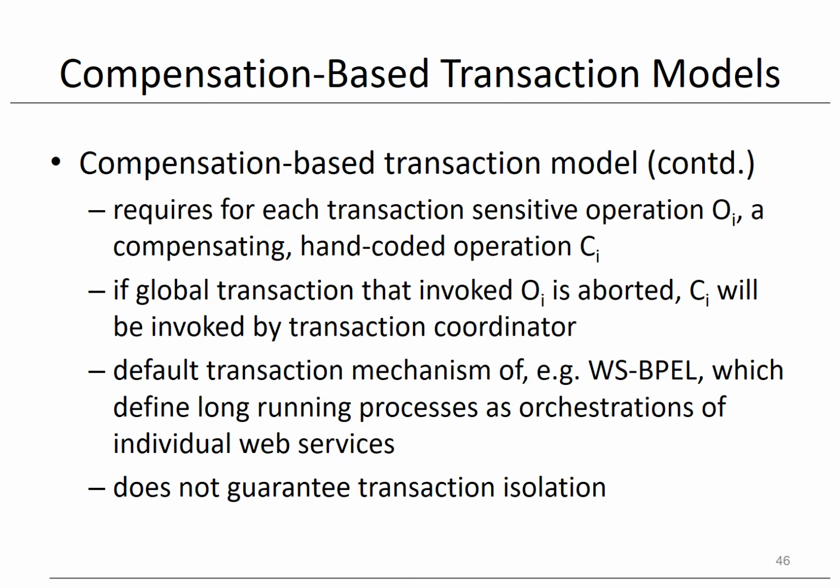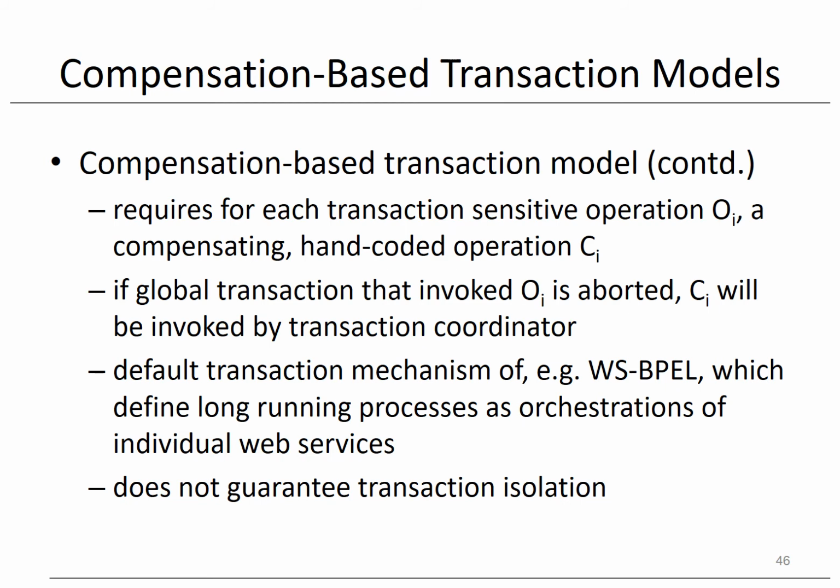A compensation-based transaction model will require that for each transaction-sensitive operation OI offered by a service, a compensating operation CI is specified. If a global transaction that invoked OI is aborted, CI will be invoked by the transaction coordinator. The implementation of CI should be hand-coded by the developer. It is no automated feature offered by the DBMS.